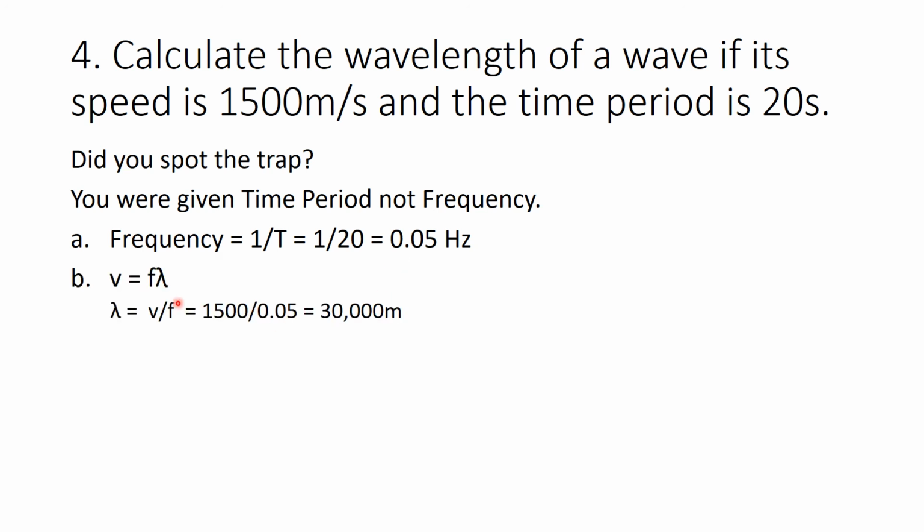Then we can use our wave equation, but because we want to calculate the wavelength rather than the wave speed, we write the wave equation down, we rearrange it for the wavelength, and then we can substitute in our values: 1500 divided by 0.05, which is our frequency, and we end up with a wavelength which is very long, 30,000 meters. Okay, so hopefully you didn't fall into the trap, and hopefully that has helped, and you now are a little more confident with what the wave equation is and how to use it.